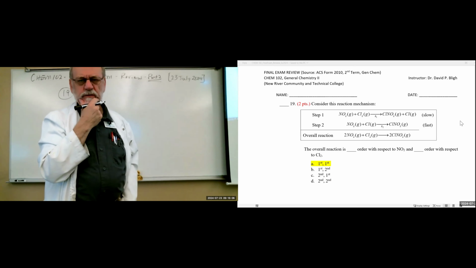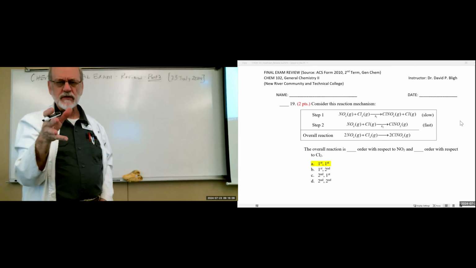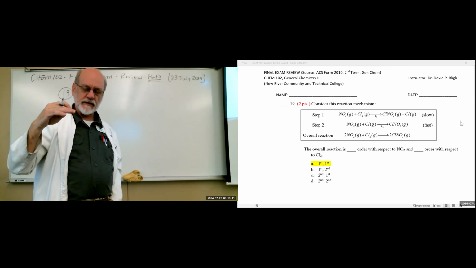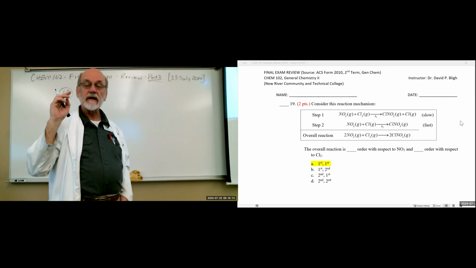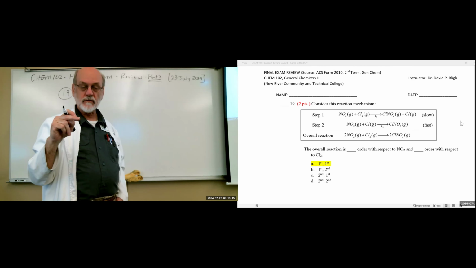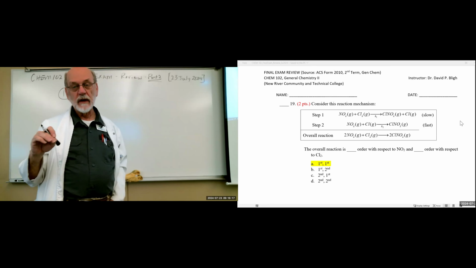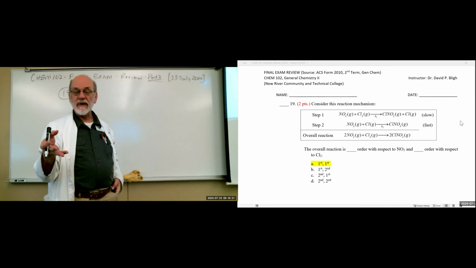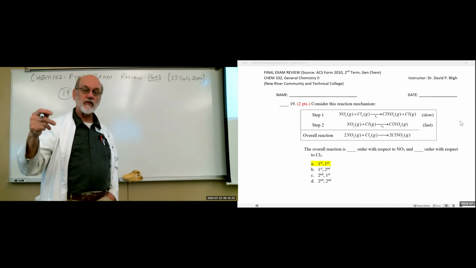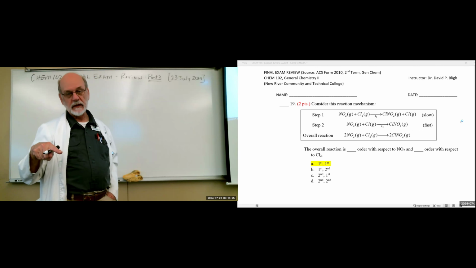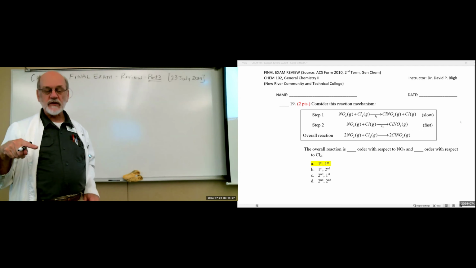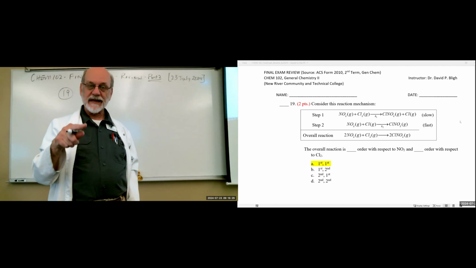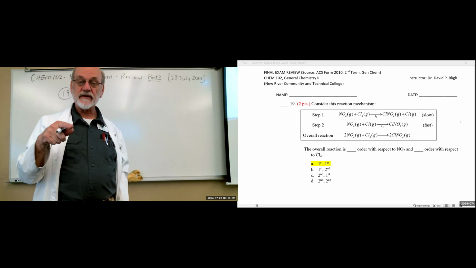Let me see, consider this reaction mechanism. Step 1, step 2. So the first step is a slow reaction rate. Second step is a fast reaction rate, and the overall reaction is below. And we can assume that the rules are met. If we add step 1 to step 2, we get the overall reaction. The overall reaction is blank order with respect to NO2 and blank order with respect to Cl2.